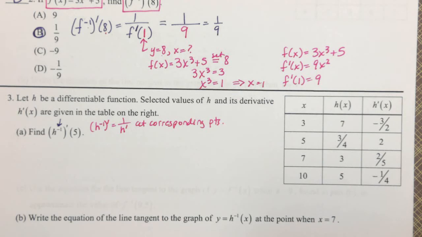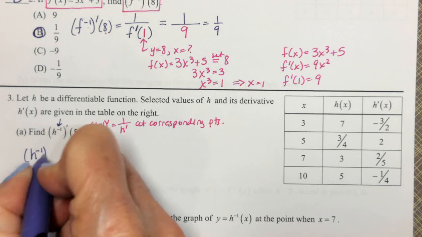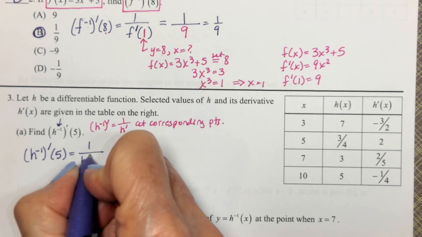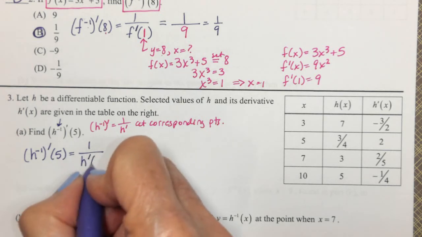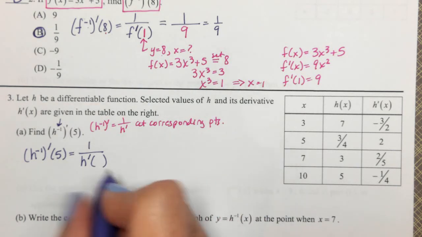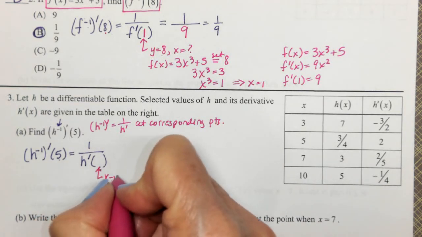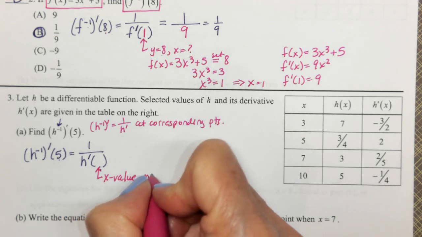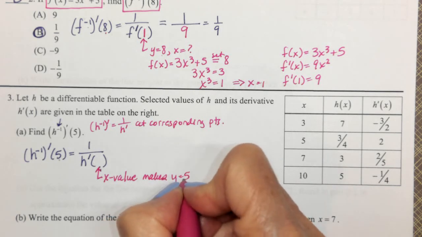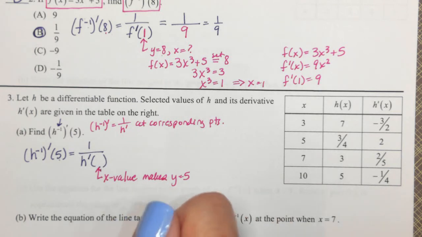That's my thought. I don't write it down, but that's what I'm thinking. So, h inverse derivative at 5 is 1 over h prime at its x value that makes y 5. This x value makes h's y value 5. So what x value makes y 5 on the graph of h?